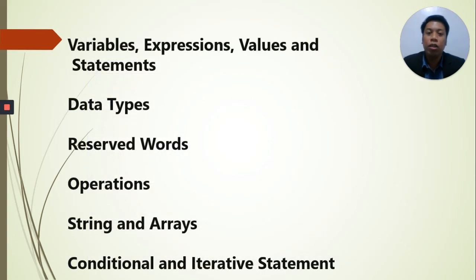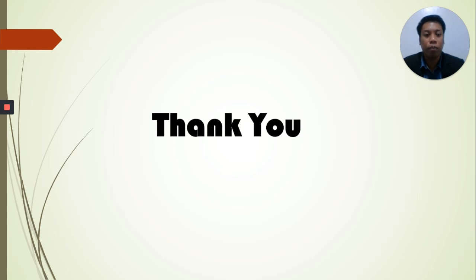Now, during the duration of our Module 1, we have discussed variables, expressions, values, and statements. We also discussed data types, different kinds of reserved words which we cannot use when it comes to naming variables, the operations, strings and arrays, very important and very different from other programming languages when it comes to Python, and also the conditional and iterative statements. This ends Module 1 of Object-Oriented Programming. Thank you very much.